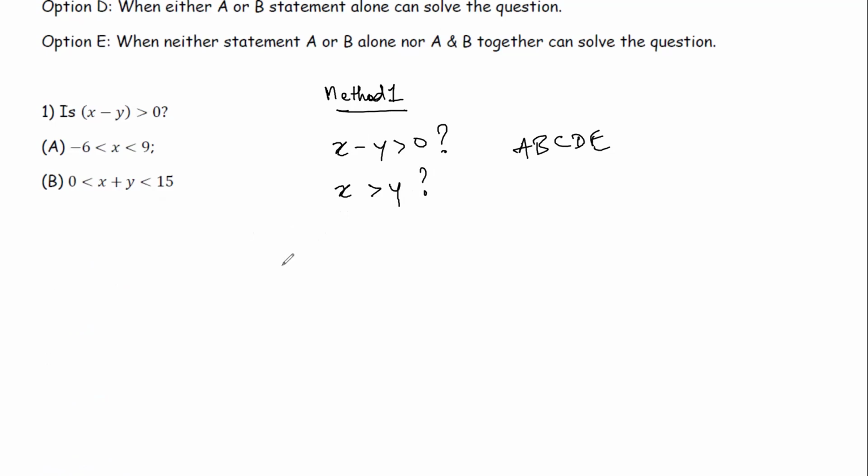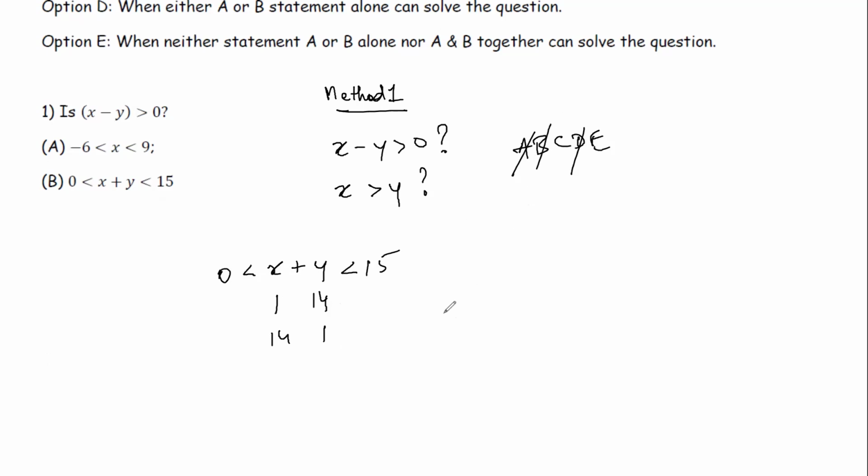Minus 6 less than x less than 9. It doesn't tell us anything about y, so with that statement alone, we don't know whether x is greater than y. So A out, so D out. Now, statement B, 0 less than x plus y is less than 15. If we take the statement on its own, then we can have 14 and 1, or 1 and 14. So is x greater than y? We can say no and yes. So therefore, B is also out.